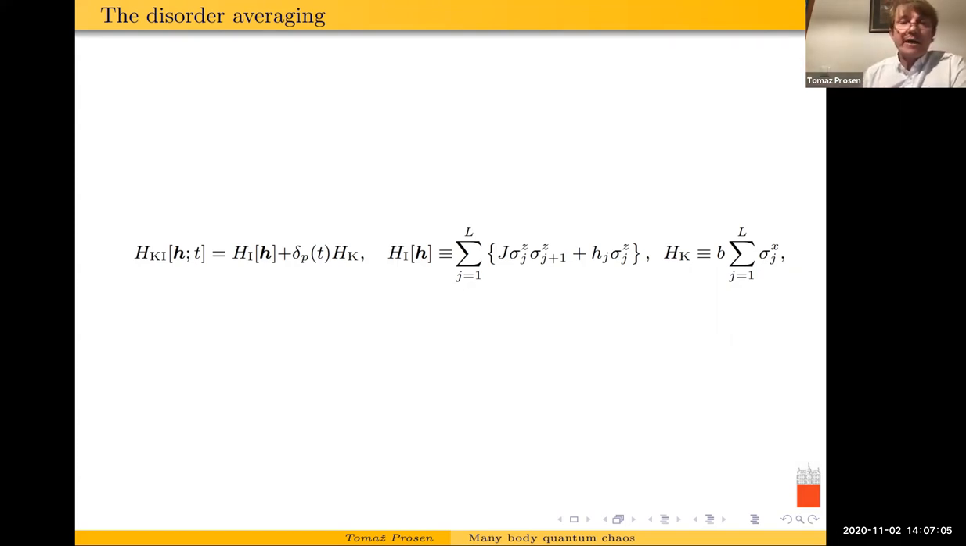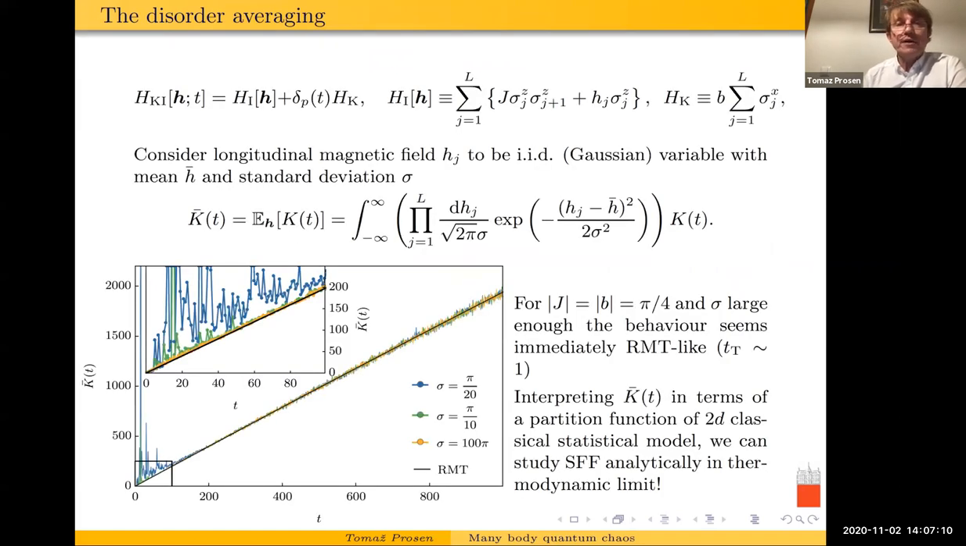So let's take this kicked Ising model and first define precisely the object we want to calculate. We want to calculate the ensemble-averaged spectral form factor, where ensemble averaging is given in terms of Gaussian averaging over IID values of the longitudinal fields. The longitudinal fields are assumed to be IID random Gaussian variables with mean h-bar, the h average, and standard deviation sigma. These are the two additional parameters which characterize the averaging.